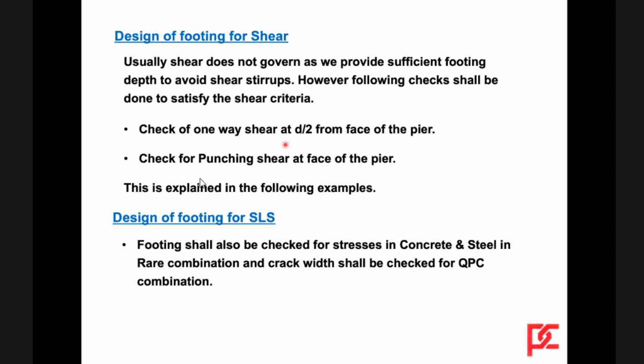Check of one-way shear at D/2 of the face from the face of pier. Check of the punching shear at the face of the pier. This is explained in the following example. But apart from shear, we need to check SLS. Footing shall be checked for stresses in concrete and steel in rare combination and crack width in quasi-permanent combination.